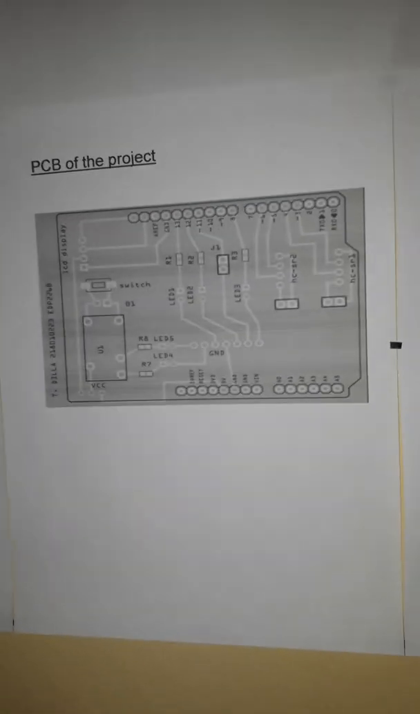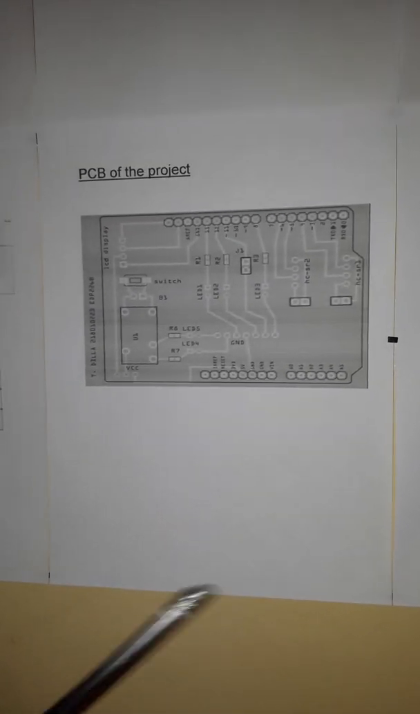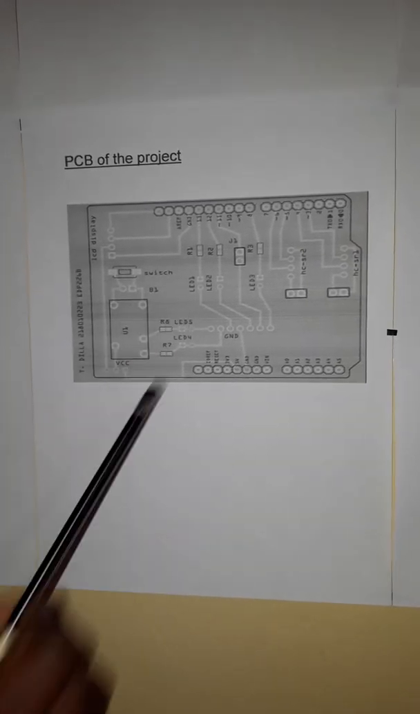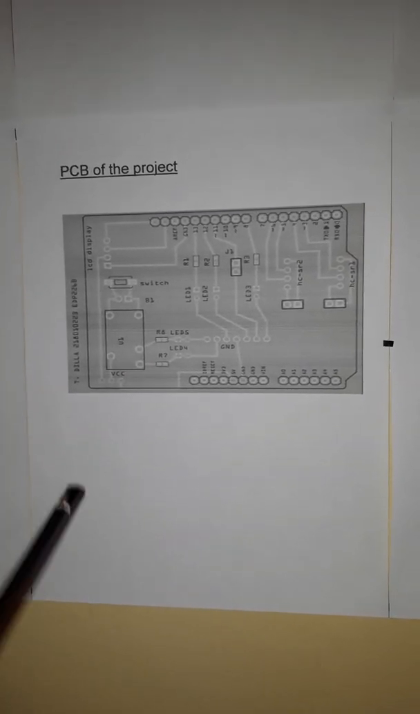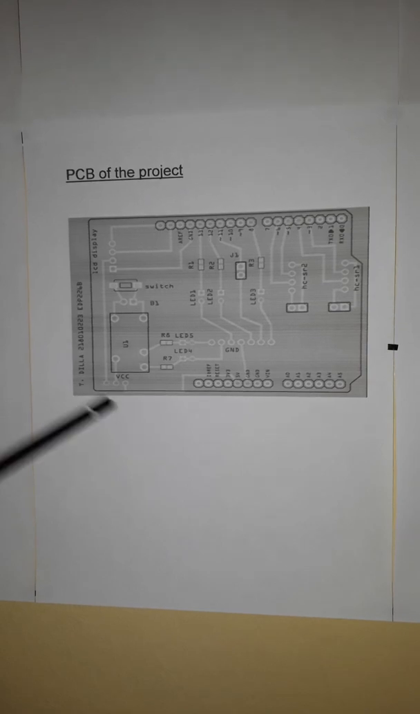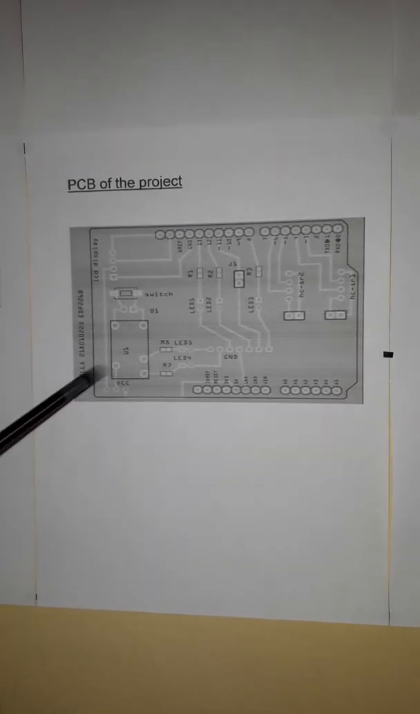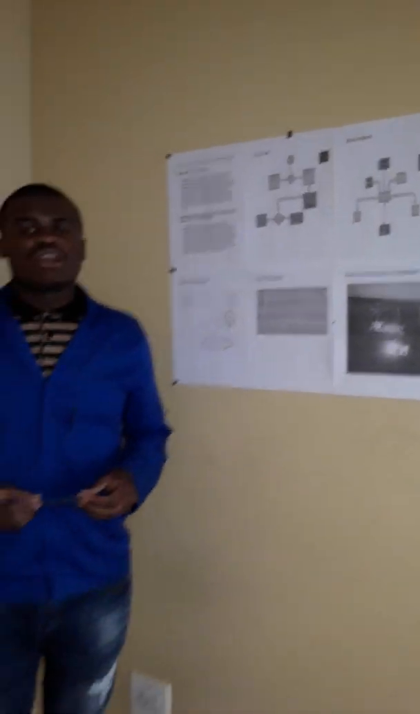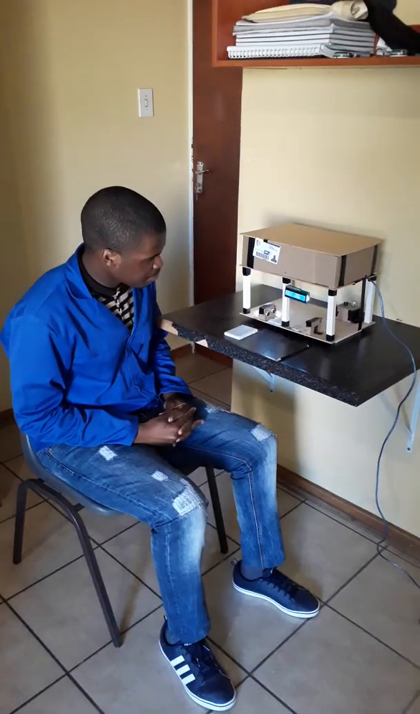And then we also have the PCB of the project. You can see it's also clearly designed. There are no lines crossing each other. You can clearly see which line goes from which point to which point. It is also fully labeled. And then from there we have the photo of the working project on breadboard, as you can see there, which was the second submission. And then from there I'm going to show you the operation of the project.